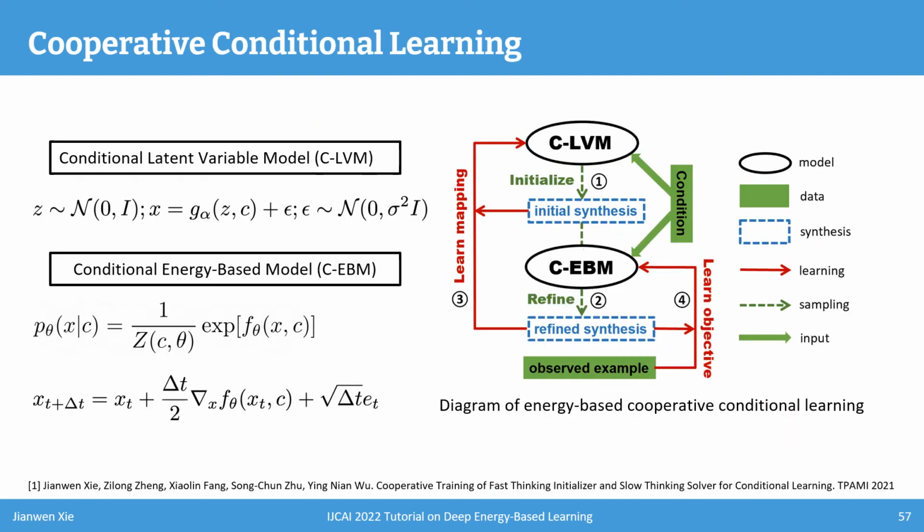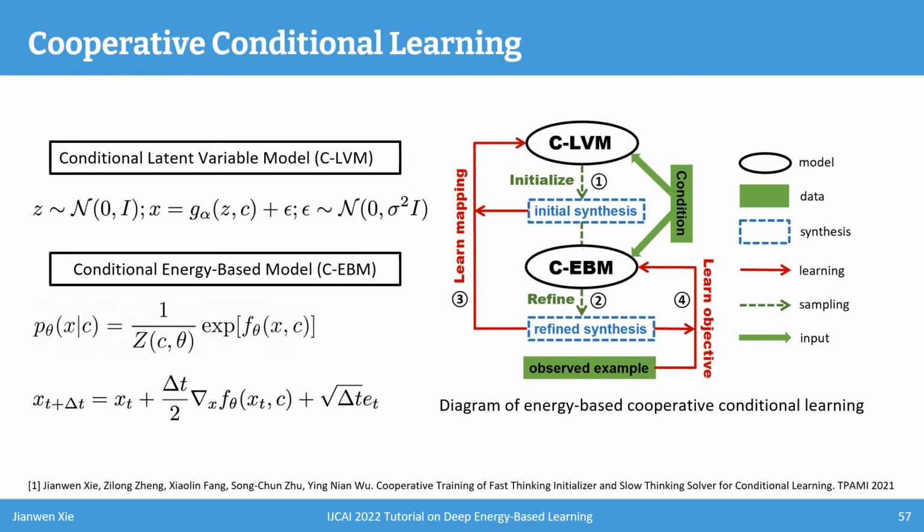The cooperative learning scheme can be extended to the conditional learning problem by jointly training a conditional deep energy-based model and a conditional generator model. Let X be the d-dimensional output signal of the target domain, and C be the input signal of the source domain. The goal of the conditional learning is to learn the conditional distribution P of X given C, which is the distribution of the target signal given the source signal.